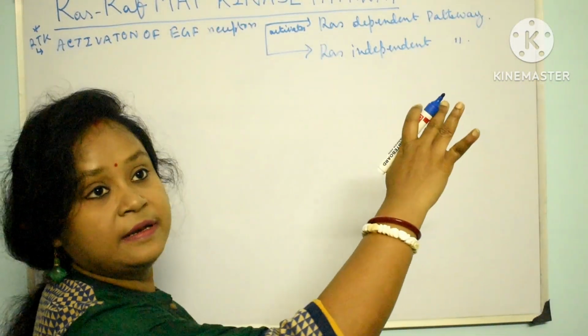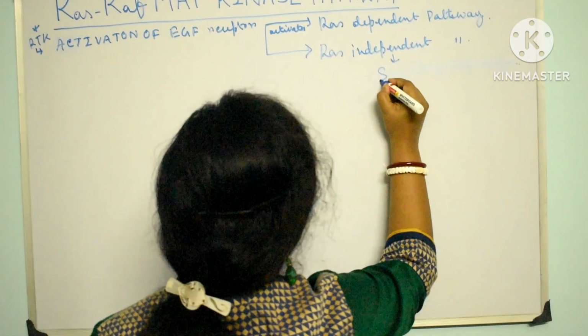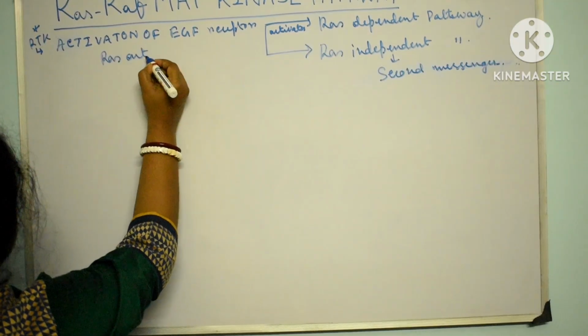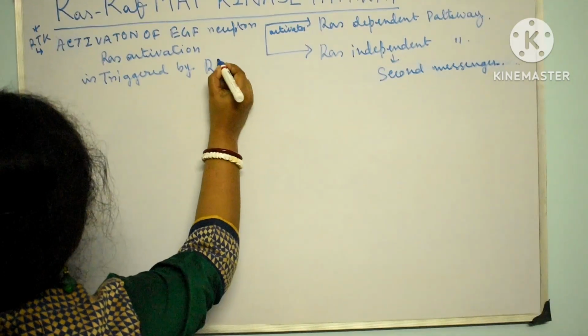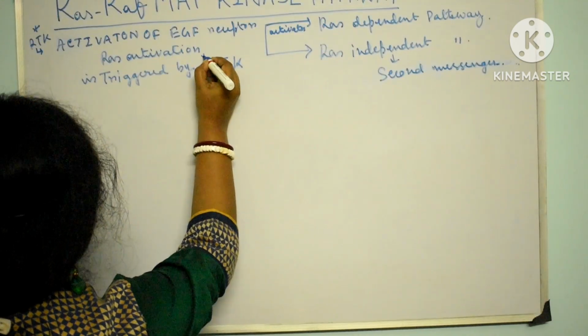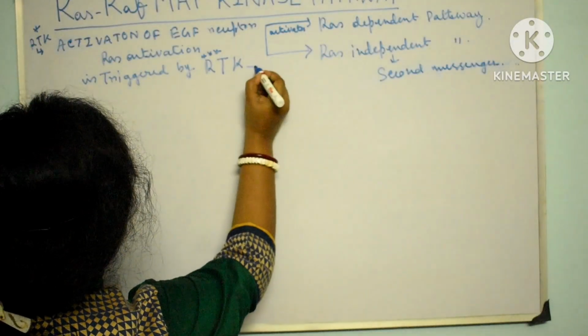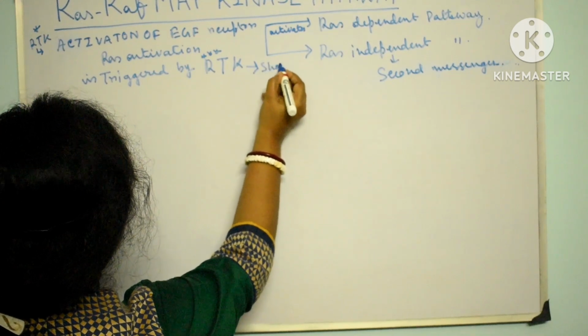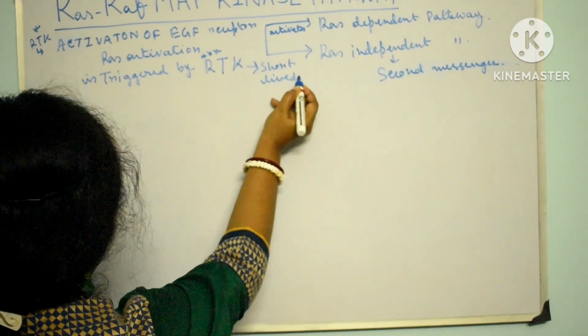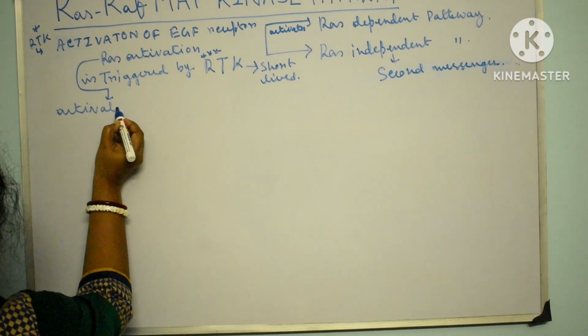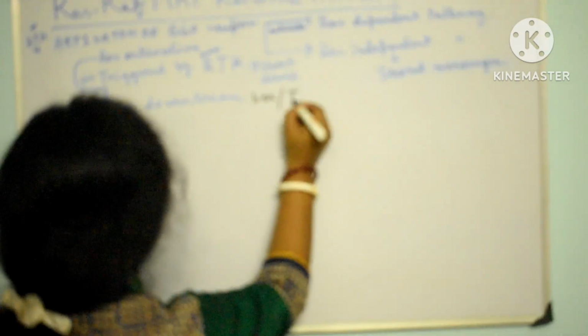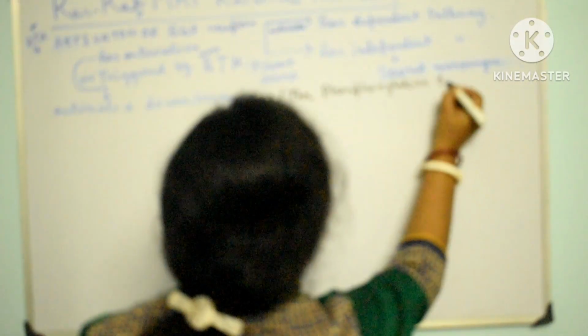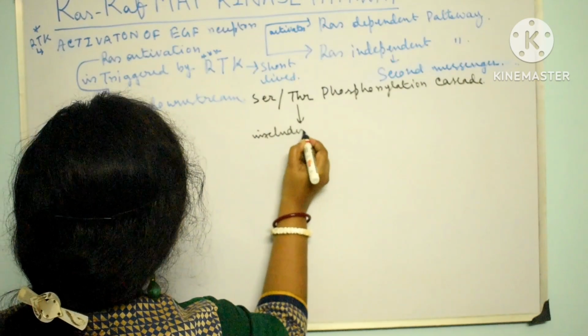This RAS independent pathway involves second messenger. RAS activation is triggered by activated receptor tyrosine kinase. These receptor tyrosine kinases are short-lived. They activate a downstream serine-threonine phosphorylation cascade. It includes a MAP kinase.